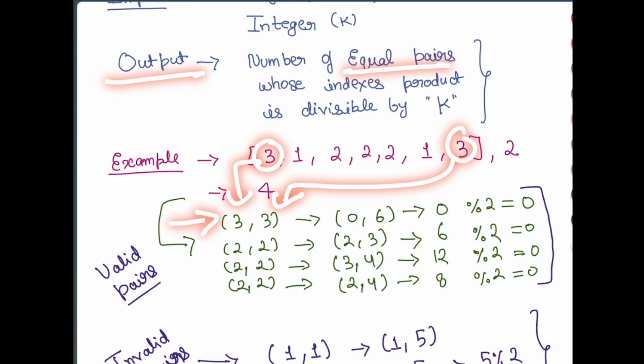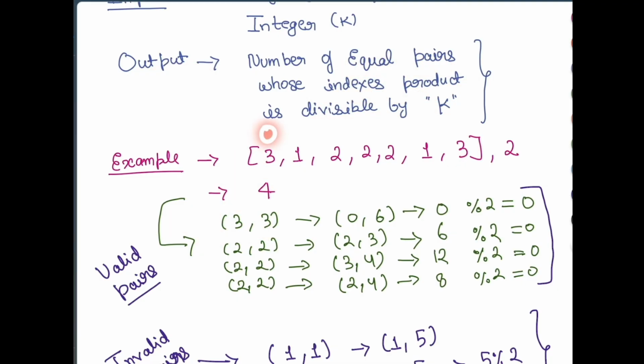Now there is another condition that the indexes of those equal pairs, when you take the product of it, it is divisible by k. So what are the indexes of 3 and 3? It is 0 and 6. Okay, we have 7 elements. This is at index number 0. This is at index number 6. So the indexes of my pair is 0, 6. What is the product of my indexes? 0 multiplied by 6 is equal to 0.